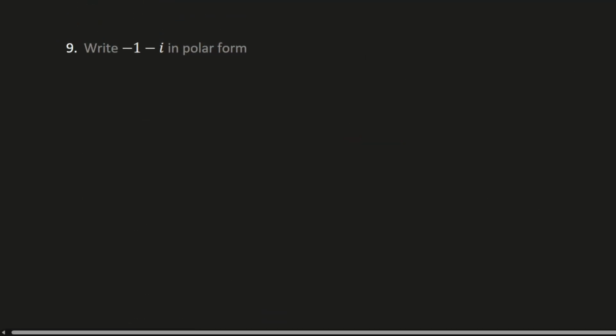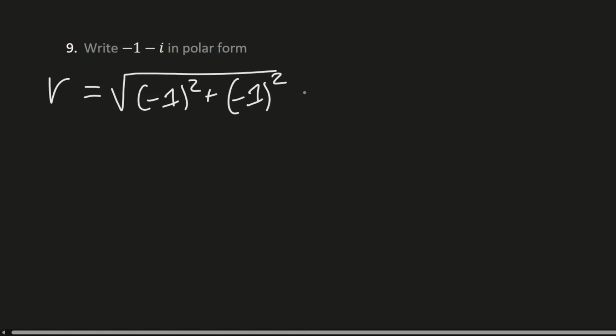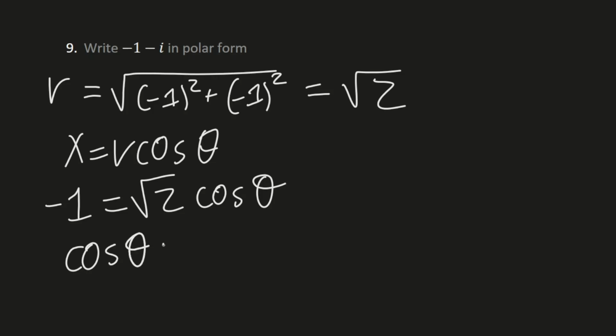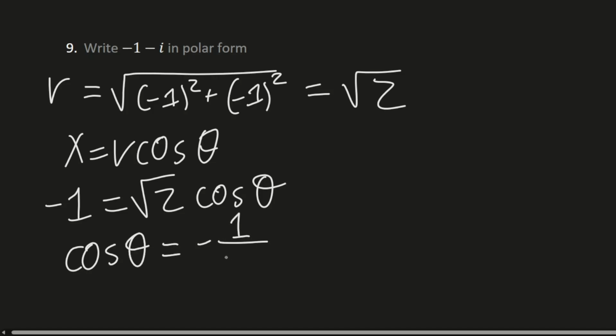Okay, question 9, let's solve for the modulus. Our x is negative 1 here, and our y is also equal to negative 1. So we get square root of 2. I'm going to use x is equal to r cos theta. Plug in my value for x, my value for r. Solve for cos theta. We get cos theta is equal to negative 1 over square root of 2. We see that this complex number is going to be in quadrant 3. So here.